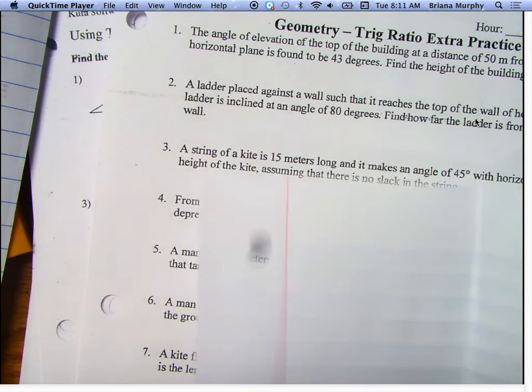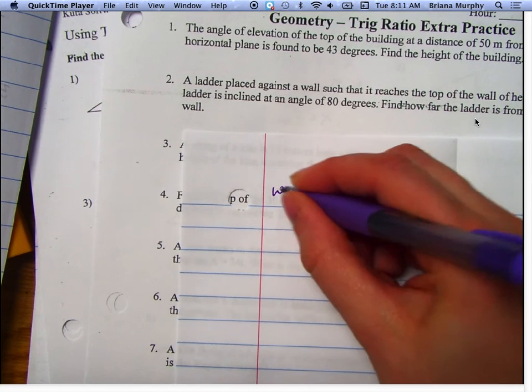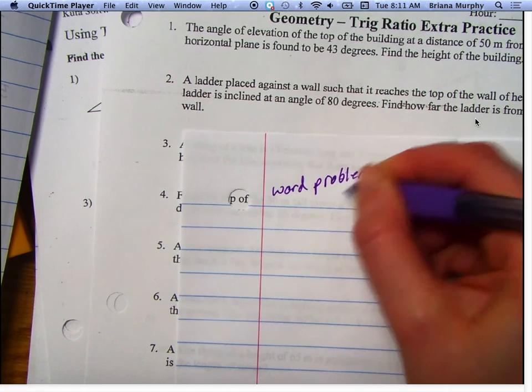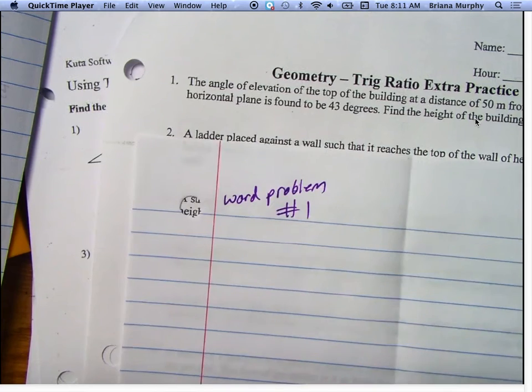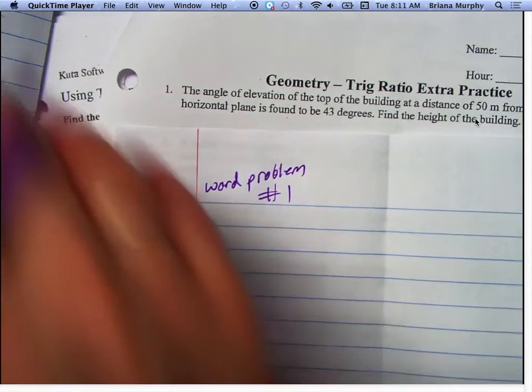Okay, and I'm just going to do number 1. I'm not going to rewrite the whole thing. I'm going to just say word problem number 1. Okay. So let's think about this when we're doing this.